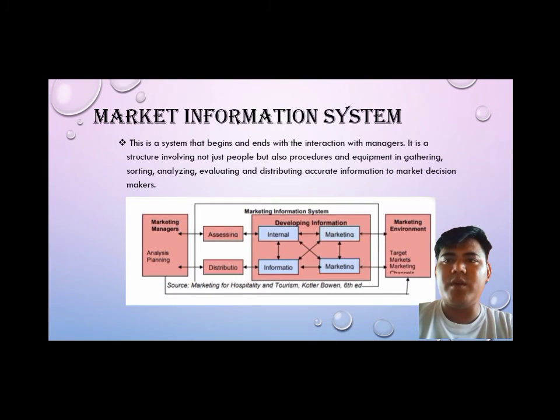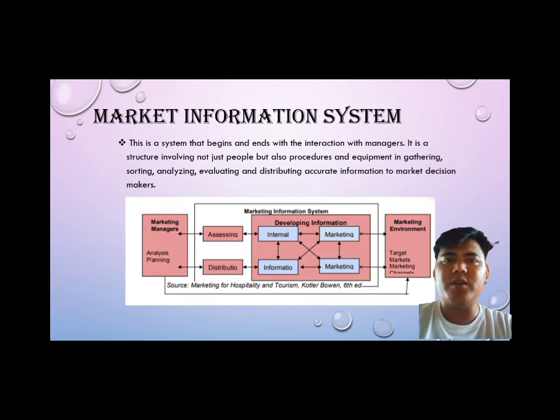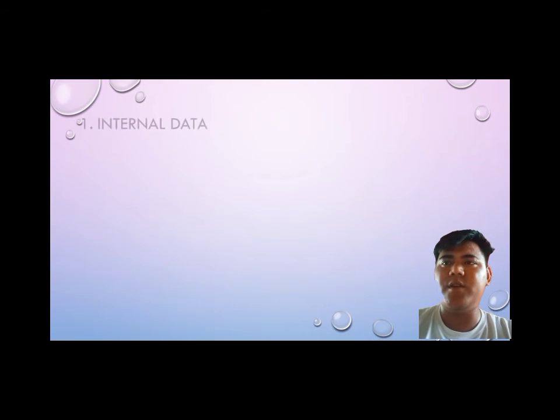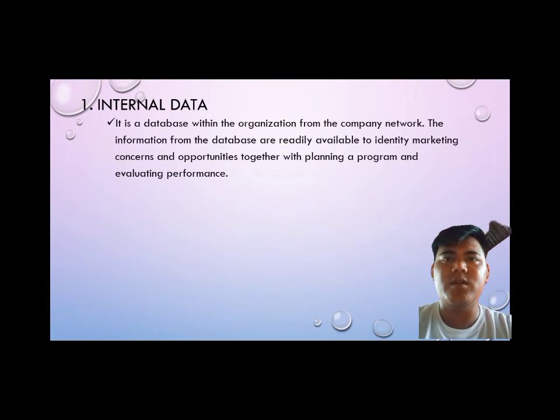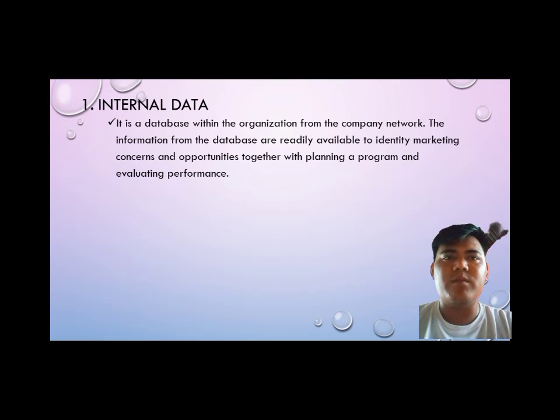The table of development information shows that marketing managers assess internal information in the marketing environment and analyze, plan, and distribute information in the market. Number 1. Internal data. It is a database within the organization from the company network. So internal data is about the information, statistics, and trends that the organization discovered in their operation.